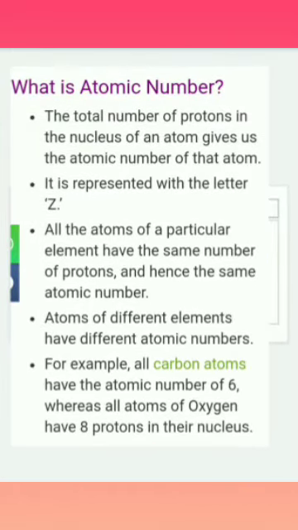So, what is atomic number? Atomic number is equal to the number of protons in the nucleus. Otherwise, it is the number of protons or the number of electrons in a neutral atom, that is known as atomic number.